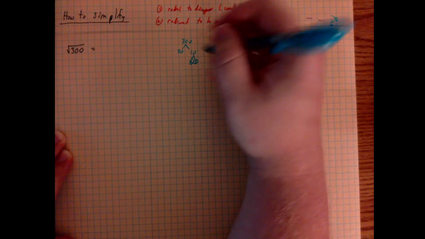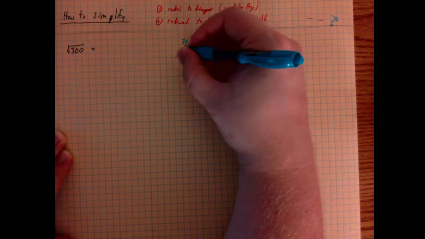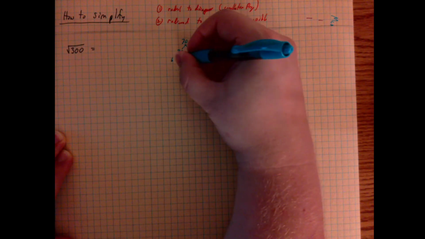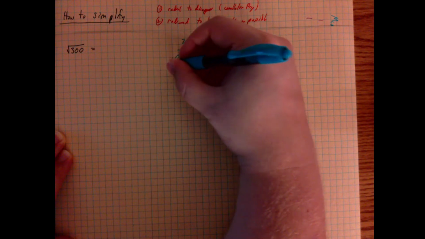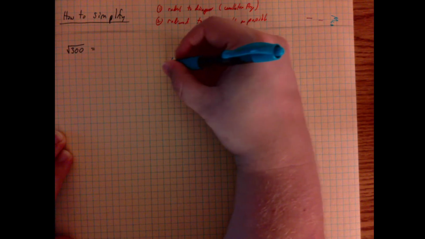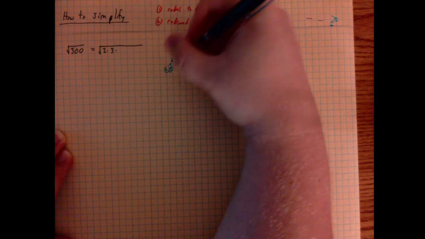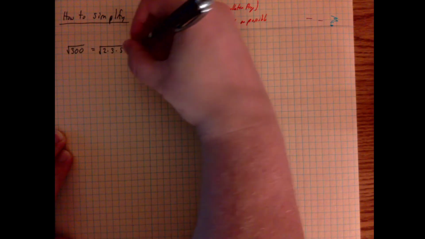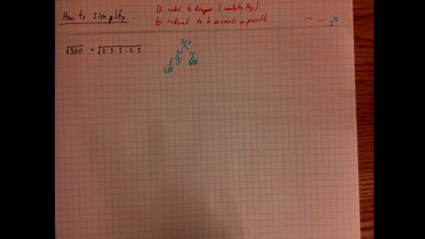This is called a prime factorization using a factor tree. 30 breaks down into 6 and 5. 6 breaks down into 2 and 3. And so now we can take all these little bubbles at the end of our tree and we can write them out. We have 2, 3, 2, 2, 3, 5, 2, and 5.